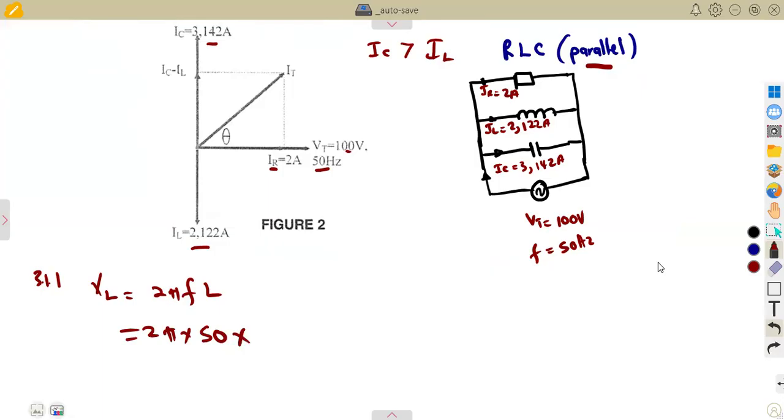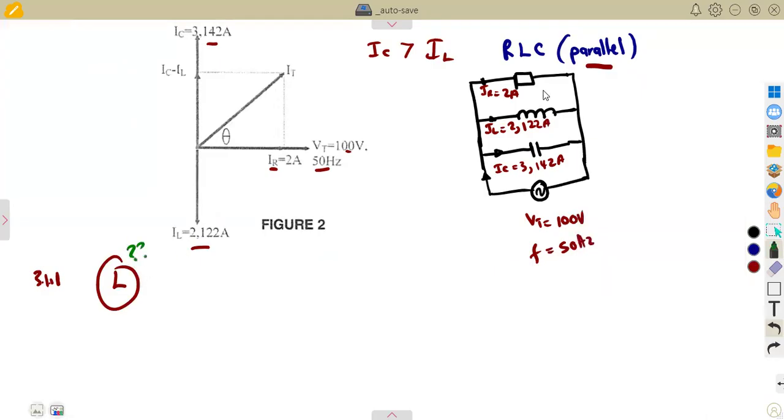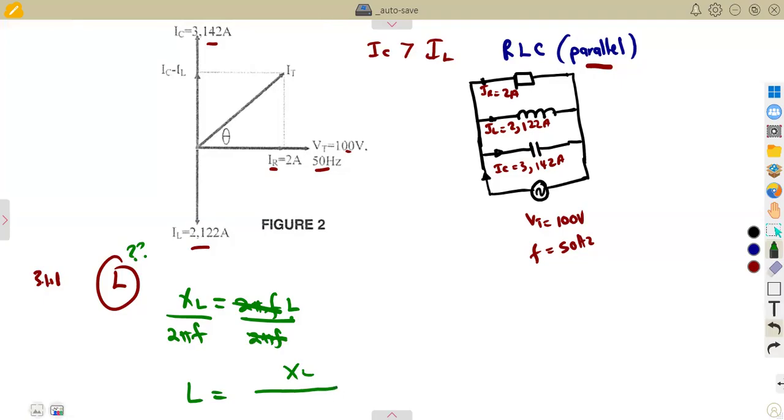We do not have L. Guys, this is what we want. Sorry for that, this is what we want. Remember, we want the inductance. See the disadvantage of not writing what you need. All right, we want to calculate the inductance there. So, like I said, XL can be calculated from 2 pi FL. So you can make L the subject, divide by 2 pi F. So that means inductance is given as XL over 2 pi F, but we do not have XL.